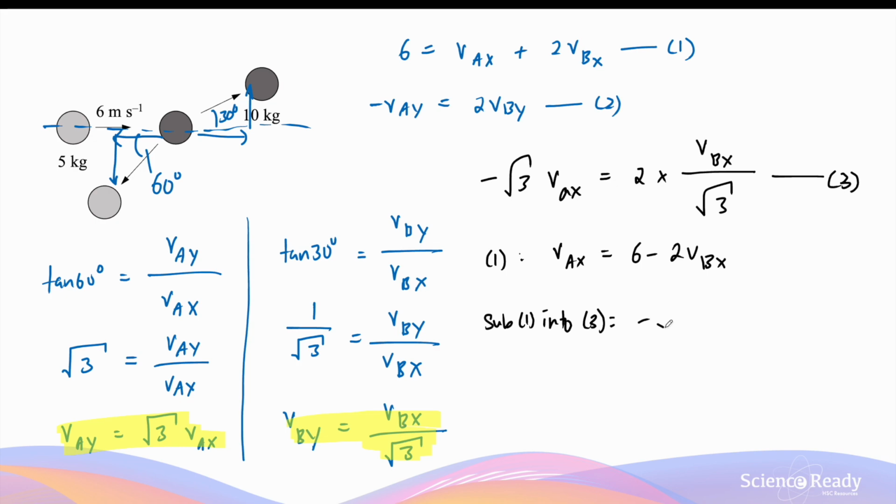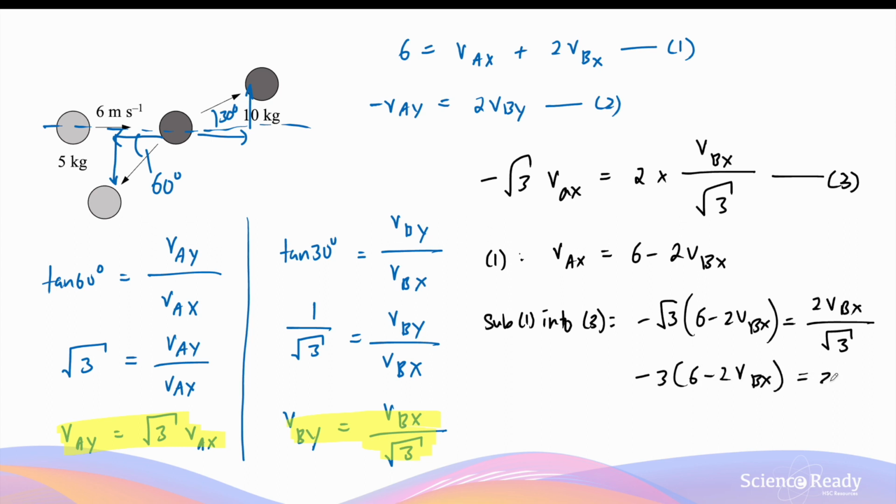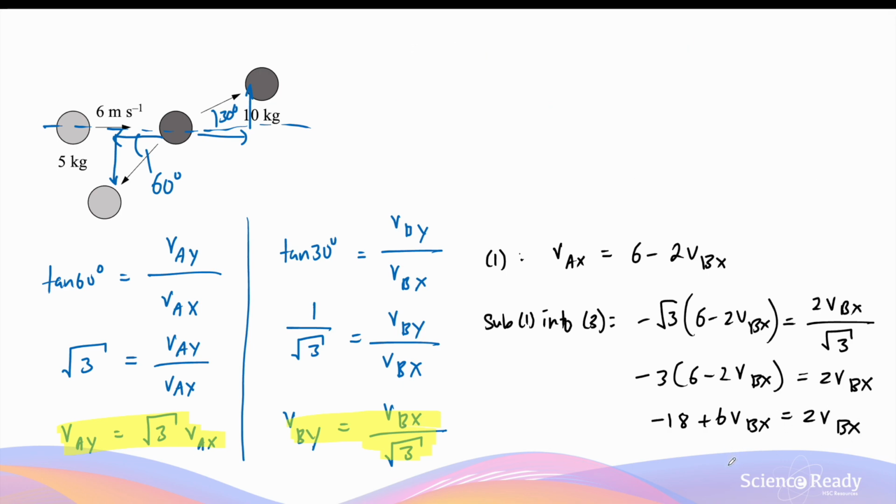Let's see what we get. So we have minus square root of 3 times 6 minus 2VBX. This is equal to 2VBX divided by the square root of 3. If we multiply square root of 3 on both sides, this will get rid of the root here. So you get 3 times 6 minus 2VBX is equal to 2VBX. Minus 18 plus 6VBX is equal to 2VBX. By rearranging this equation, I know that my VBX is equal to 4.5 meters per second.